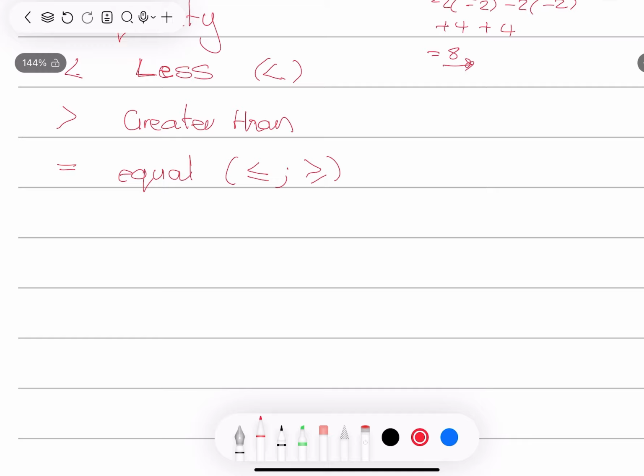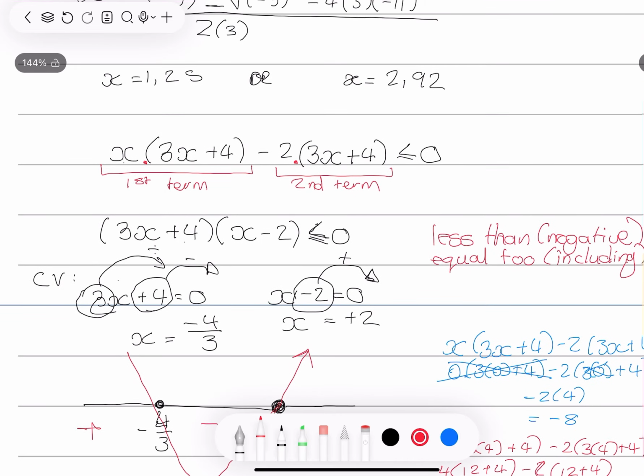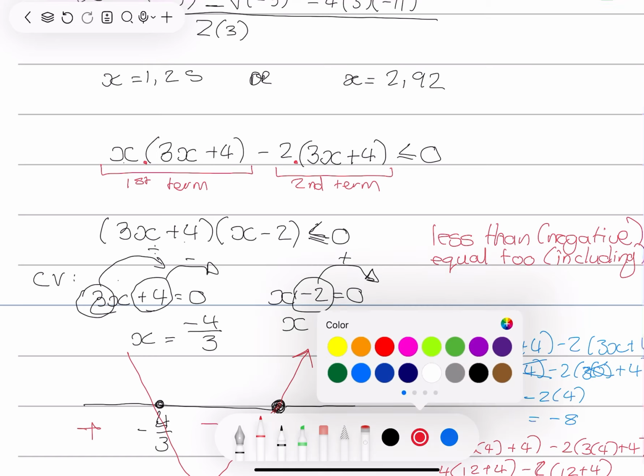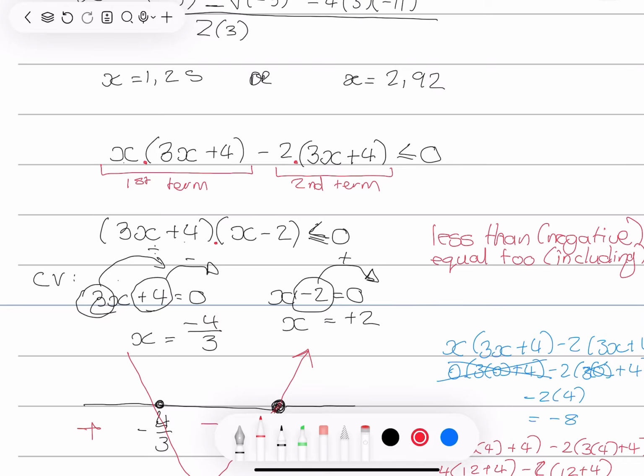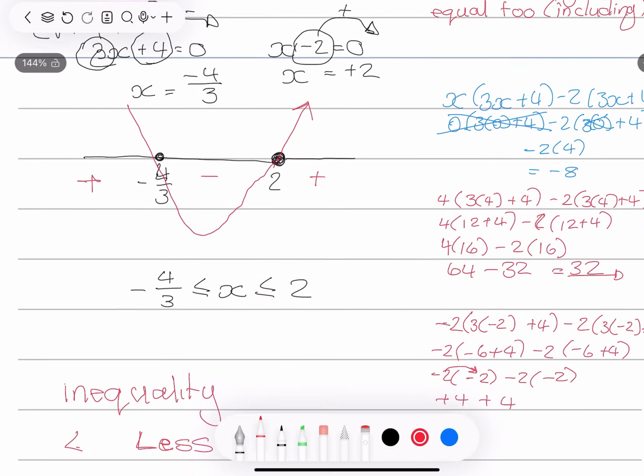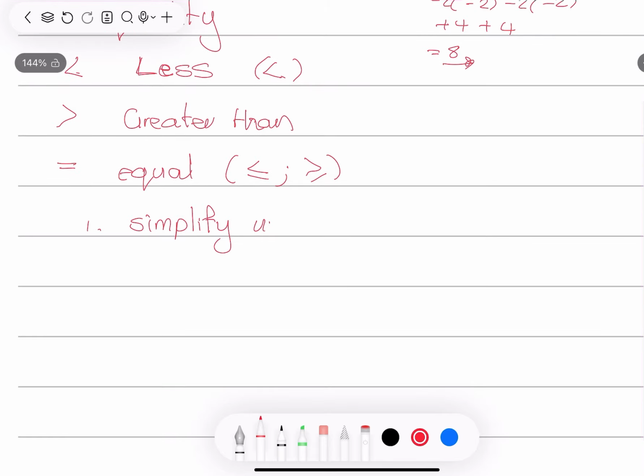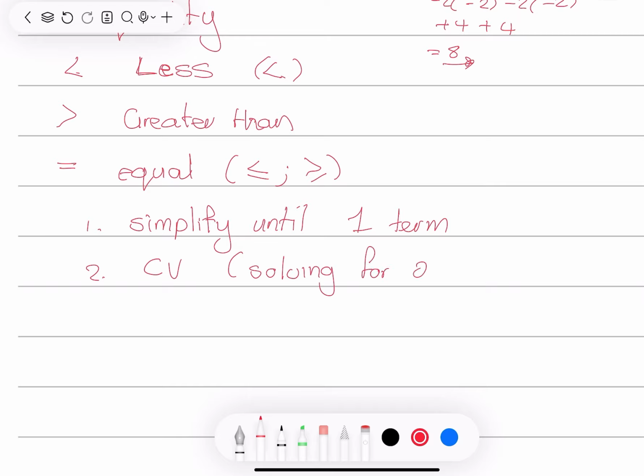So you must always, number one, first simplify your equation to ensure that you're working with just one term. If we go back to this initial equation, you can see that in between my two brackets is a multiplication, so I was dealing with one term. So simplify until you have one term. Once you have one term, you're then going to find your critical values. So this is basically solving for x.